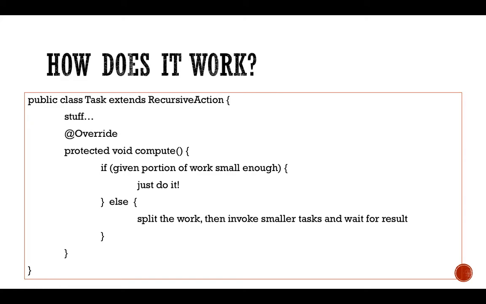Inside the compute, it is basically asking you two questions. Is the given amount of work small enough? If it is, just do it. Else, if it is relatively big, then we split the work in half, create two smaller instances of the object, invoke them all, and wait for the result.